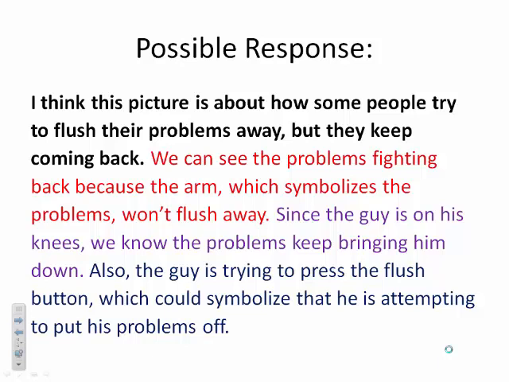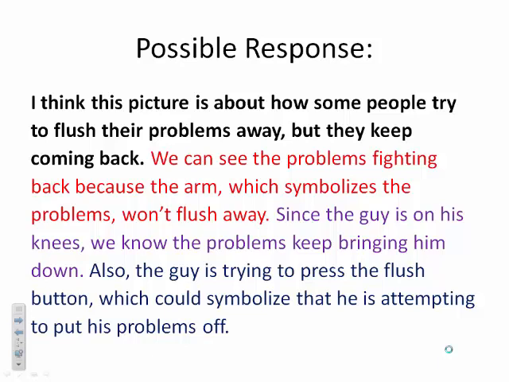Okay, so remember, whenever you're writing a paragraph, you have to start with your topic sentence. So in your topic sentence for an analysis paragraph, you want to make sure that you start by talking about what your interpretation is or what the deeper meaning is. And then you have to back that up with supporting details or evidence from the picture. So the first supporting detail is we can see the problems fighting back because the arm, which symbolizes the problems, won't flush away. So there we're talking about one of the symbols in the picture.